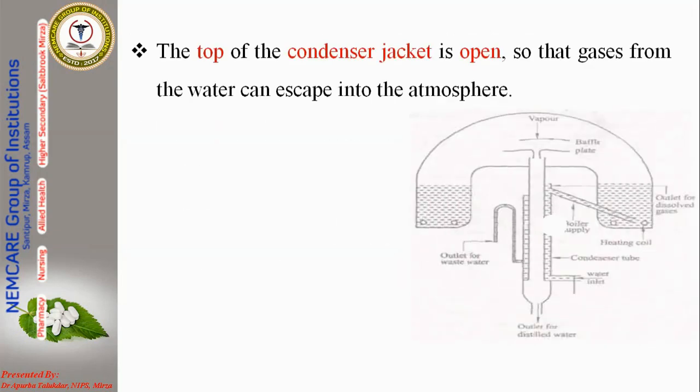The top of the condenser jacket is open so that gas from the water can escape to the atmosphere. So here you can see the top of this condenser tube is open, because of which if any kinds of dissolved gas are there, that will escape here. This water is heated by the vapor which is passing through and condensing, and that water will release any gas that is in it, and then go to the boiler.